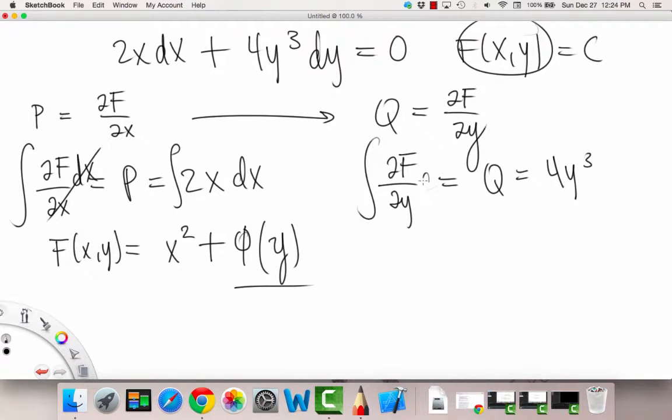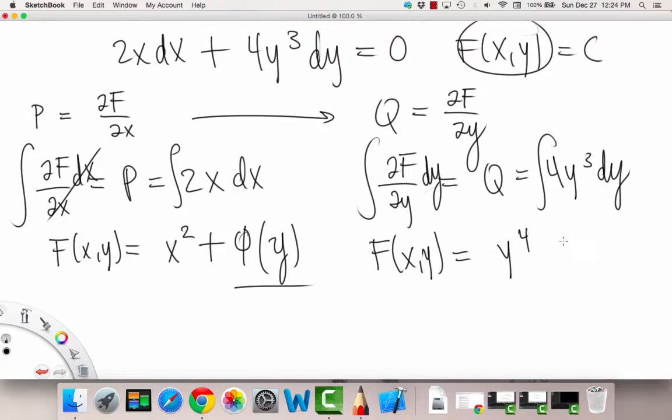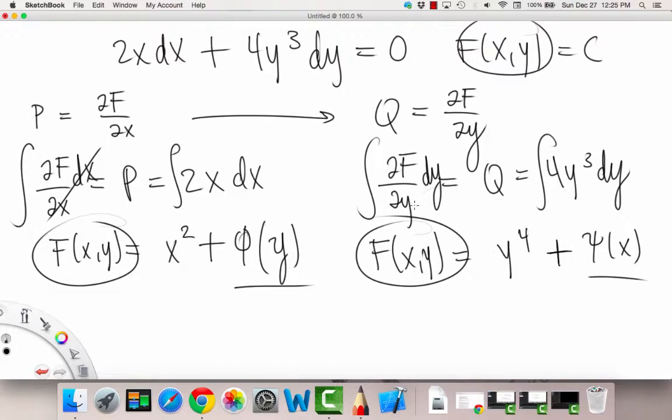Now we're going to integrate with respect to y this time. So we get another candidate function, which is f of x and y is equal to y to the fourth, and this time we could have a function of x, which goes away when you take the partial with respect to y. Now we have this other candidate function, and these things have to be equal to each other. We want the same one. We want to end up in the same exact place.